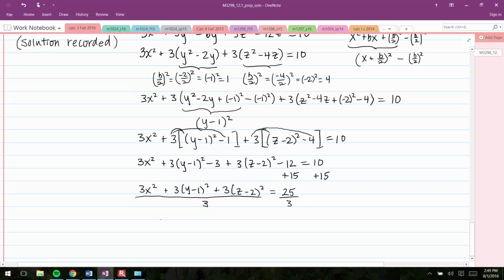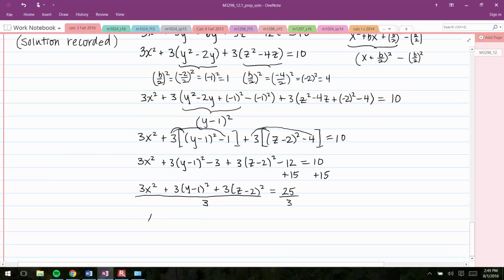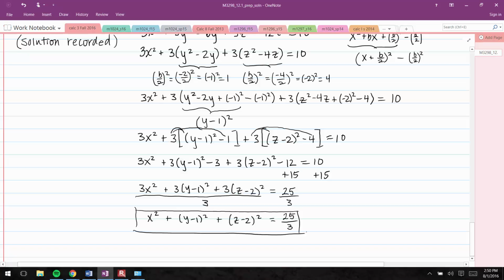So doing that, distributing the division by 3, we would have x squared plus y minus 1 squared plus z minus 2 squared is equal to 25 over 3. So believe it or not, this is in standard form, and we got that task completed.